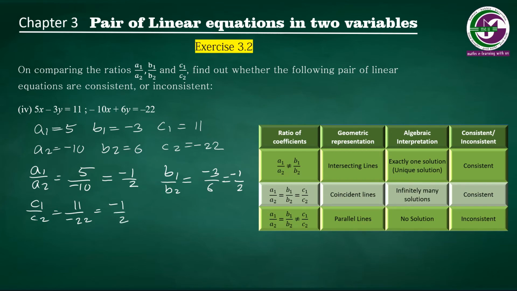So they all are equal. You can see that a1 by a2 is equal to b1 by b2 equal to c1 by c2. It will represent coincident lines. Coincident lines means infinitely many solutions. It is consistent. So the given pair of linear equations are consistent.